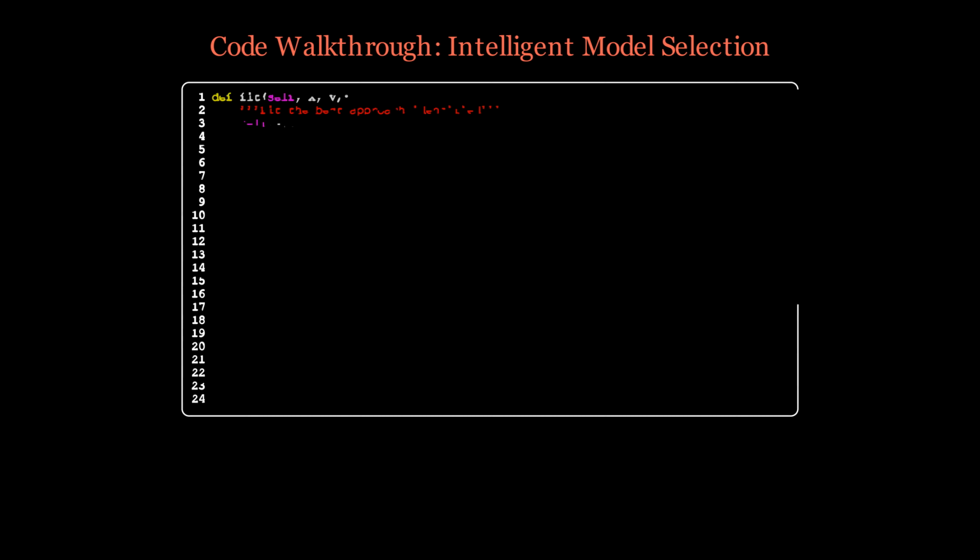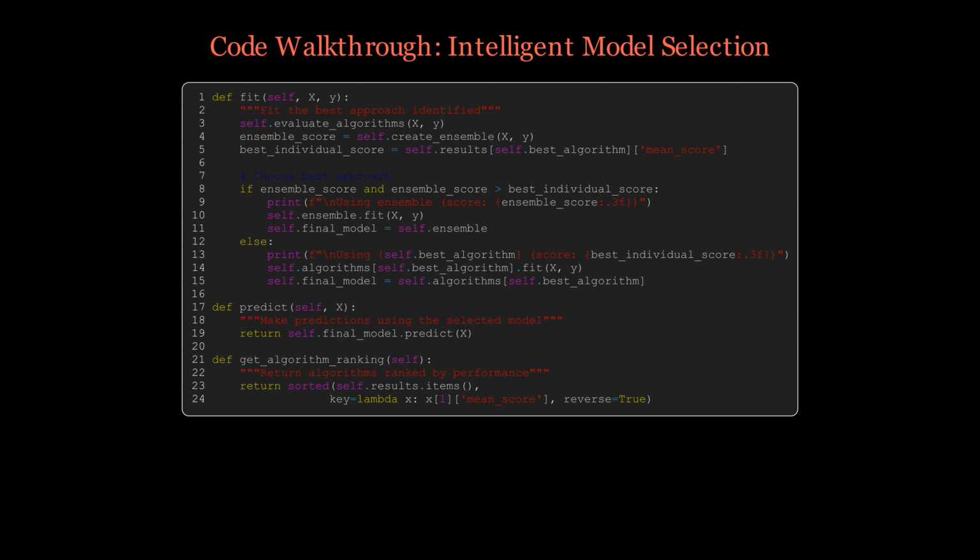The fit method makes intelligent model selection based on empirical evidence. We compare ensemble performance against the best individual algorithm and choose the superior approach. This data-driven selection embodies NFL thinking. We don't assume ensembles are always better. We test and decide based on performance. The ranking method helps us understand which algorithms work best for specific problems, building intuition for future similar problems.